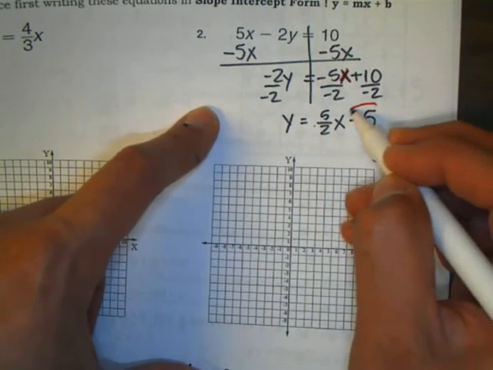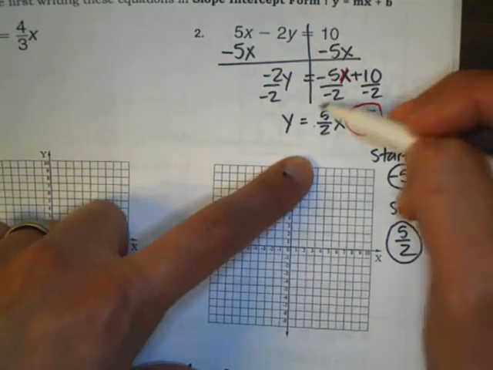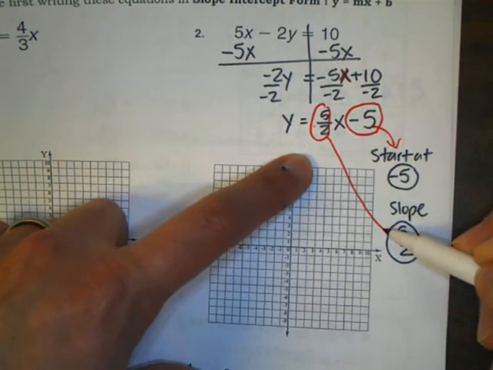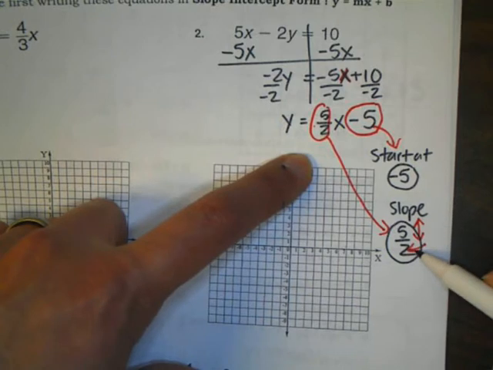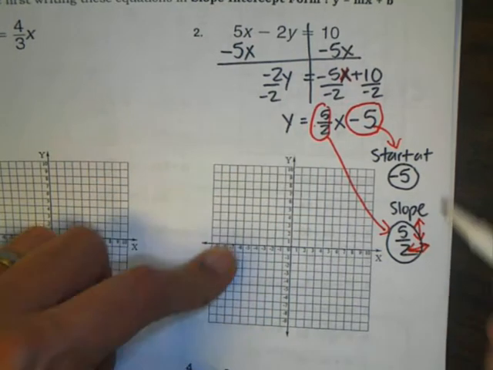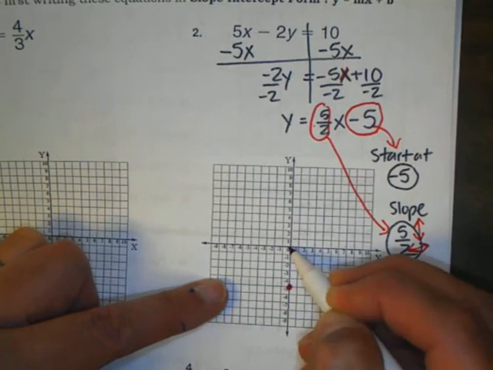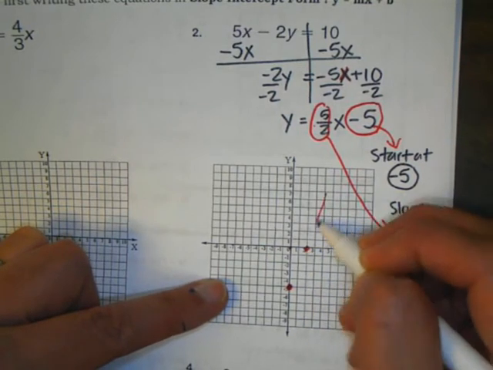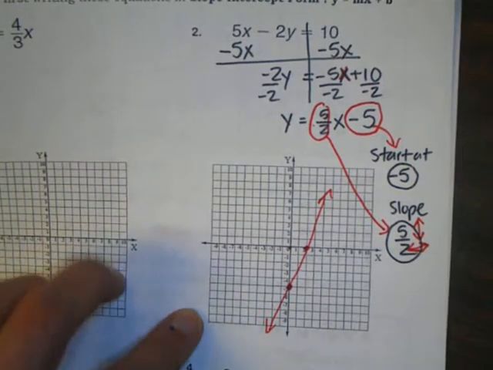Remember, this is where you start. That's what I wrote here. And this is your slope. That tells you where to rise, and run side to side. So I'm going to start at negative 5, and then rise 5, run 2. There you go. Do the rest for the other ones, okay? Solve them for y first.